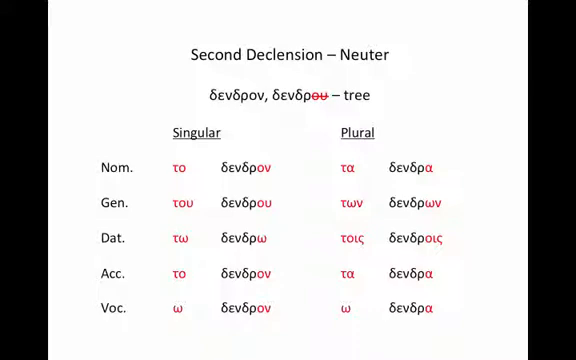So if we go through this, the nominative is to dendron, genitive tou dendrou, dative tō dendrō, accusative to dendron, vocative ō dendron, the nominative plural ta dendra, the genitive plural tōn dendrōn, the dative plural tois dendrois, the accusative plural ta dendra, and the vocative plural ō dendra. And again, except for the nominative and accusative singular and the vocatives, the definite article ends in the same way as the case ending, which will help you remember and identify them.